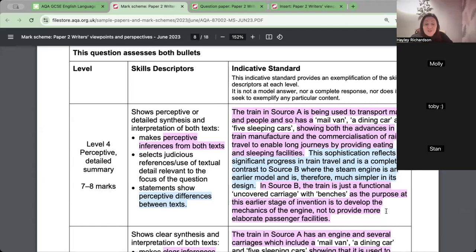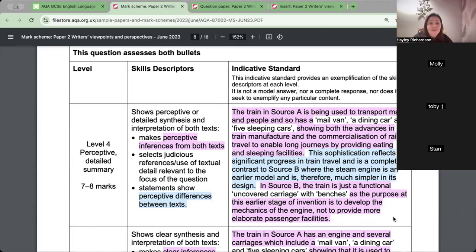So this shows how it's developed. The sophistication reflects significant progress in train travel and is a complete contrast to source B, where the steam engine is an earlier model and is therefore much simpler in its design. In source B, the train is just a functional uncovered carriage with benches, as the purpose at this stage of invention is to develop the mechanics of the engine, not to provide more elaborate passenger facilities.